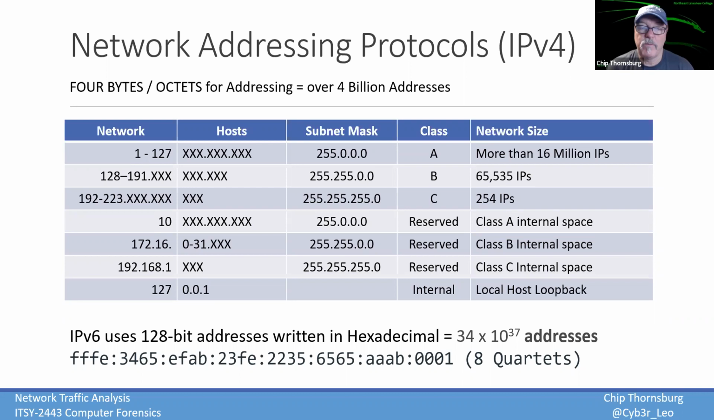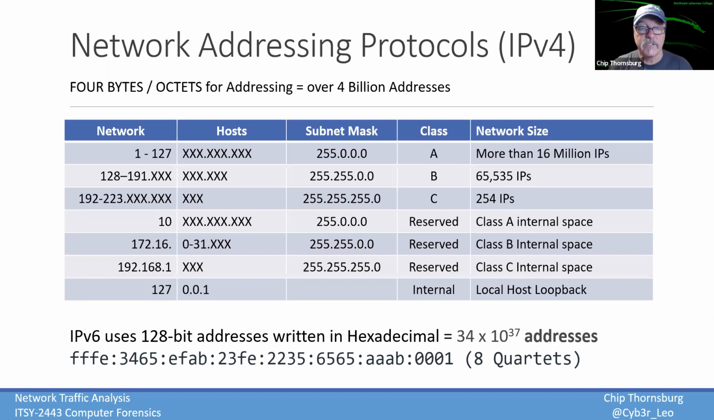192.168.1, that's one we're probably most familiar with, right? That's reserved as an internal Class C network. It's probably what you have in your home, so you can put up to 254 devices on that. And then lastly, if we see 127.0.0.1, that is a localhost loopback. And so that means the traffic came from the localhost itself.